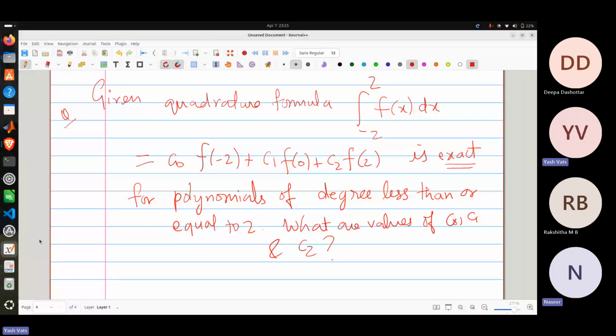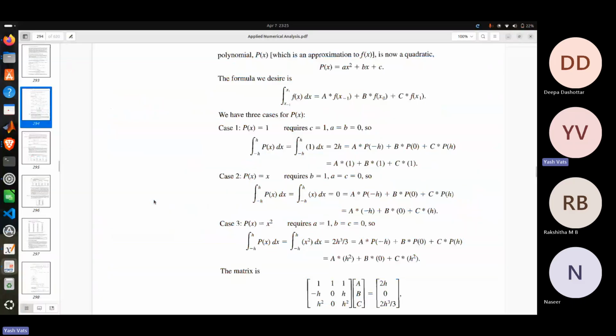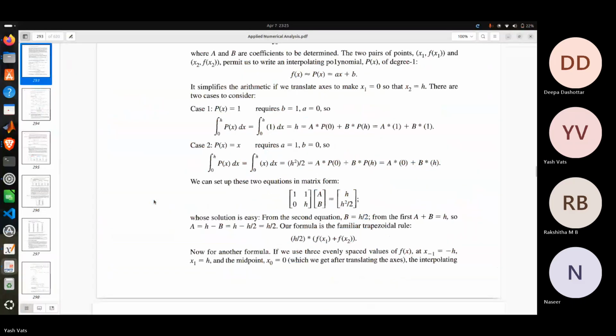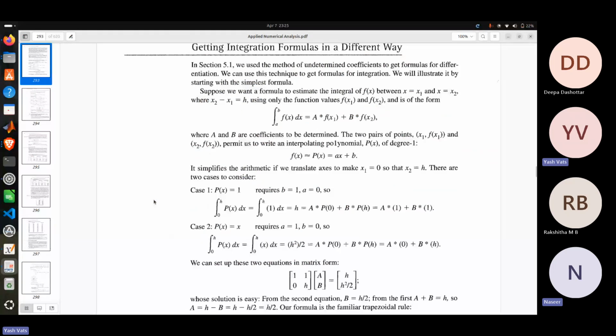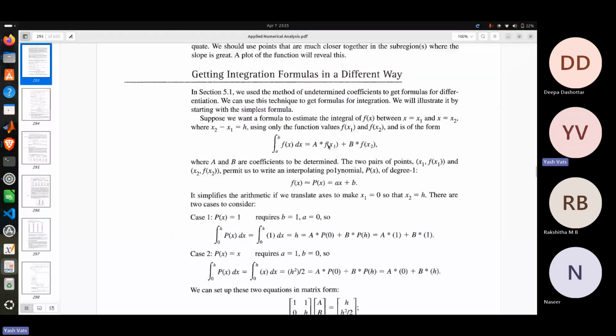In the 10th question, I think they have not given that it is exact for all polynomials of degree less than or equal to 2. So if nothing is said, then use the two terms of Gaussian quadrature for the same function. Let me show which one is the formula. Yes, so this is the two-term Gaussian quadrature formula.